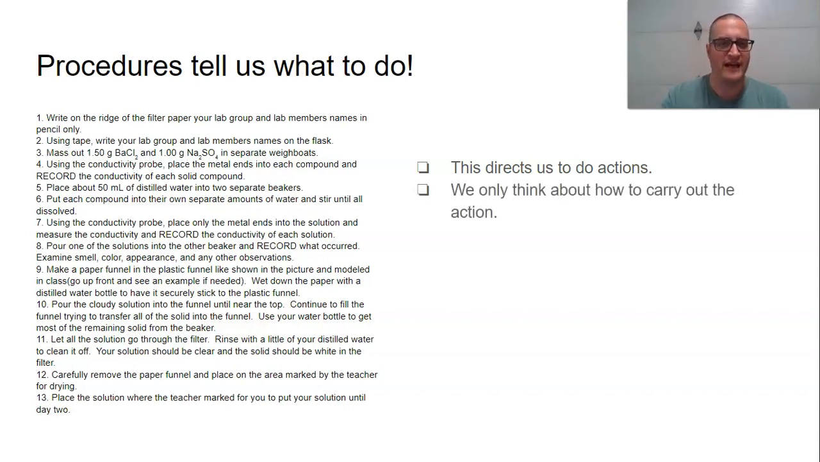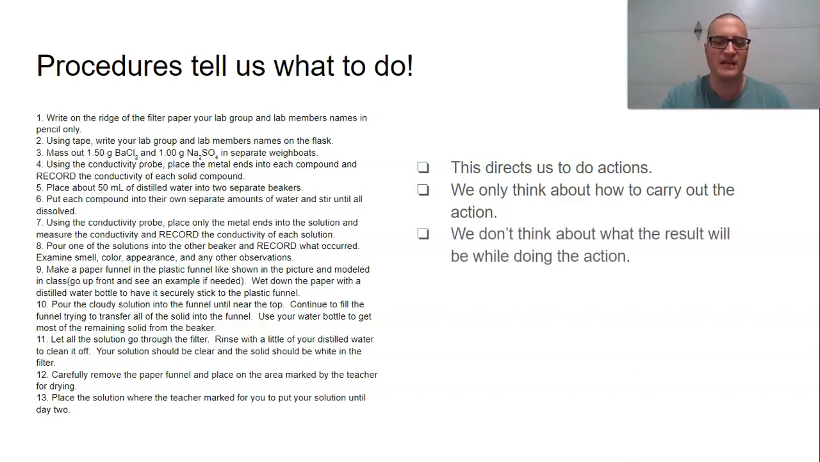Like, do I have to do it fast? Do I have to do it slow? What am I looking for? What do I expect to have happen? What kind of data am I recording? We don't think about what the result will be. So we don't think about, if I do this, will it result in something else? And now I need to make a different decision. You're just following one step after another.